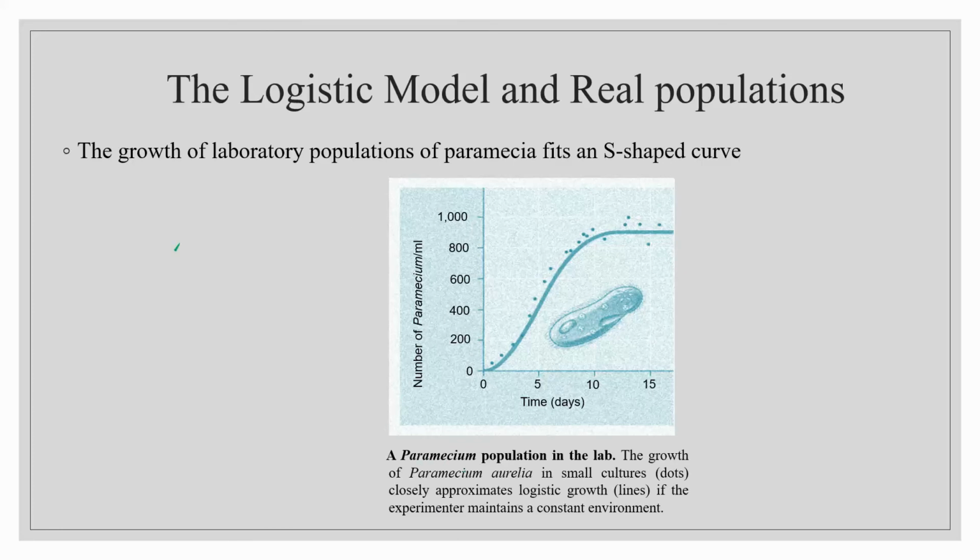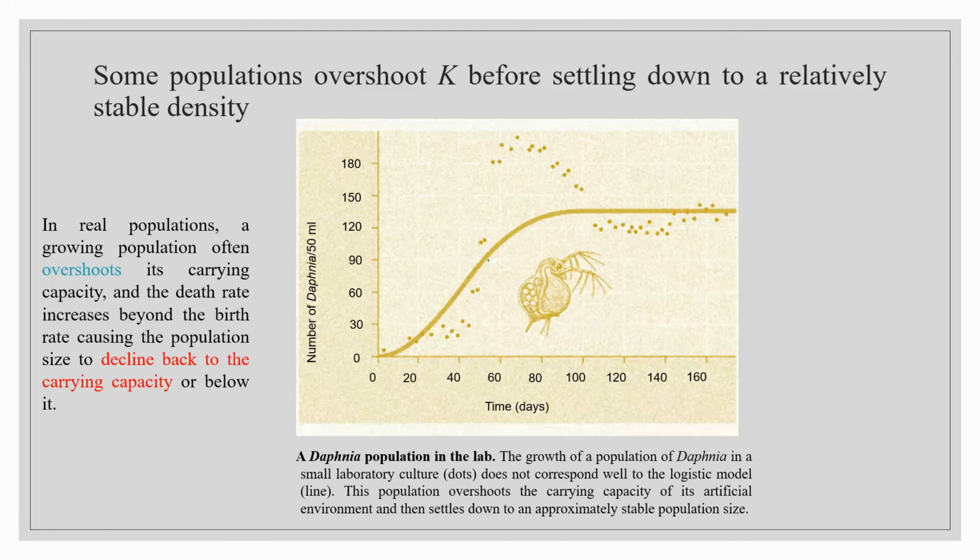If you grow Paramecium aurelia in a small culture, these dots show you the data, and this is a logistic curve fitted to it. So you can see that this also shows a logistic kind of growth. If you talk about the population of Daphnia grown in the lab, it overshoots the carrying capacity. You can see clearly over here that this population overshoots the carrying capacity, and after that the death rate becomes more than the birth rate, and the population declines back to the carrying capacity.